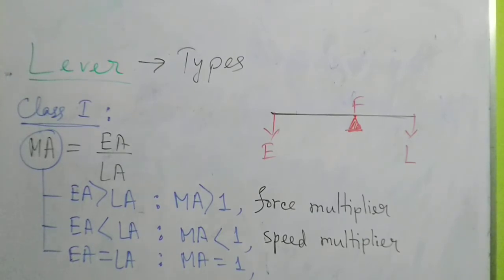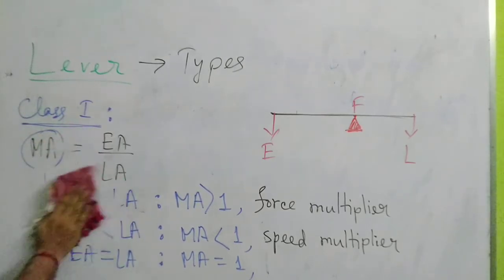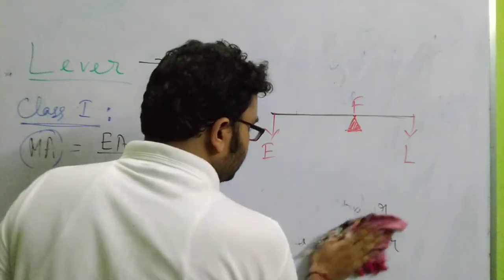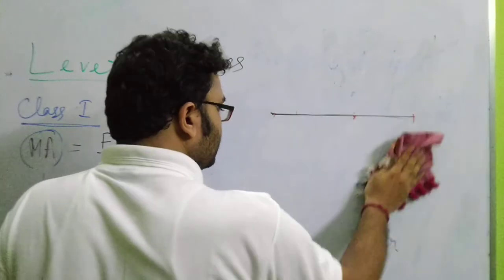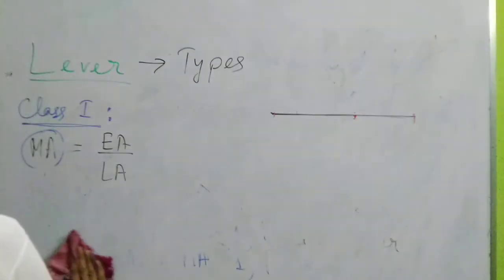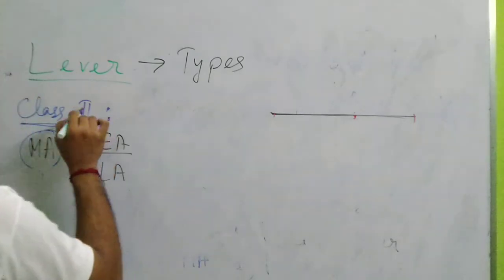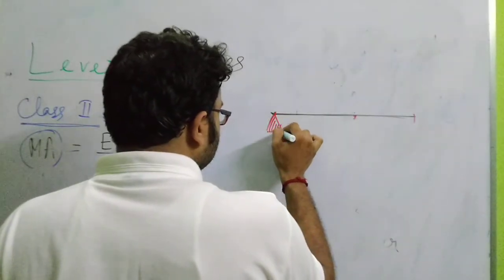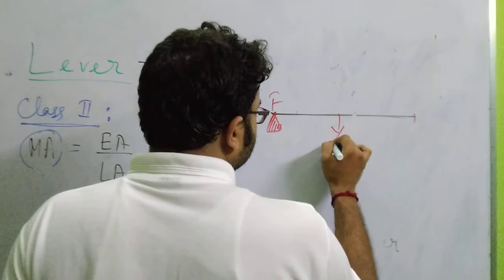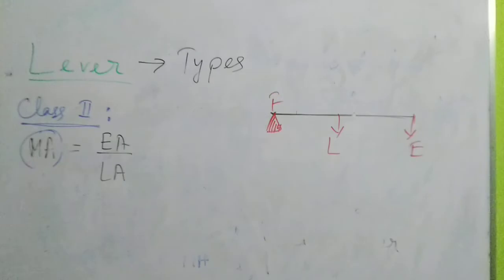Now quickly moving on to the class 2 lever. I will change the diagram a little bit. What is the case of the class 2 lever? In a class 2 lever, you have the fulcrum on one side, the load comes in between, and the effort goes at the other end. So here the load is in between the fulcrum and the effort. This is the schematic diagram for a class 2 lever.